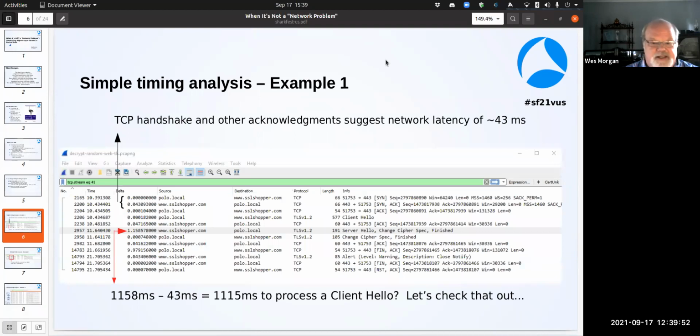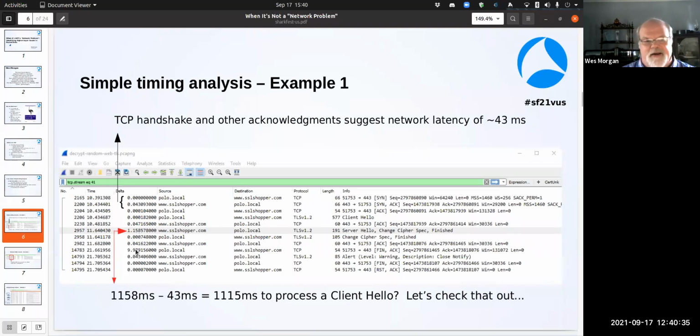This is very straightforward, it's a small capture. I look at the TCP handshake and the subsequent acknowledgements, and they suggest a latency of about 43 milliseconds. Well, I already see my outlier, and it's right here with the red arrow, right? I gave this website a client hello, and it took 1,200 milliseconds basically to come back with a server hello. So that's the odd man out, right?